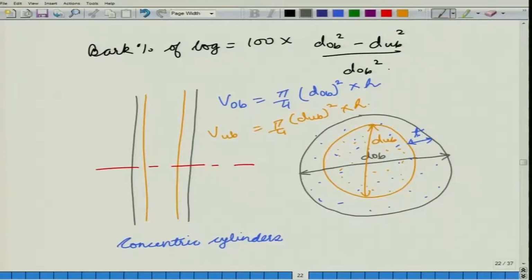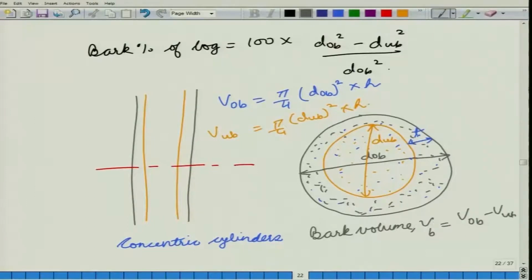Now, what is the bark volume? By bark volume, we mean this volume. So, the bark volume, or let us call it VB, is equal to volume over bark minus volume under bark. So, if we took the over bark volume and then subtracted under bark volume from it, we would be getting the bark volume. So, what is it? Using these two equations, it becomes pi by 4 into DOB square minus DUB square, multiplied by height. So, that is the bark volume.